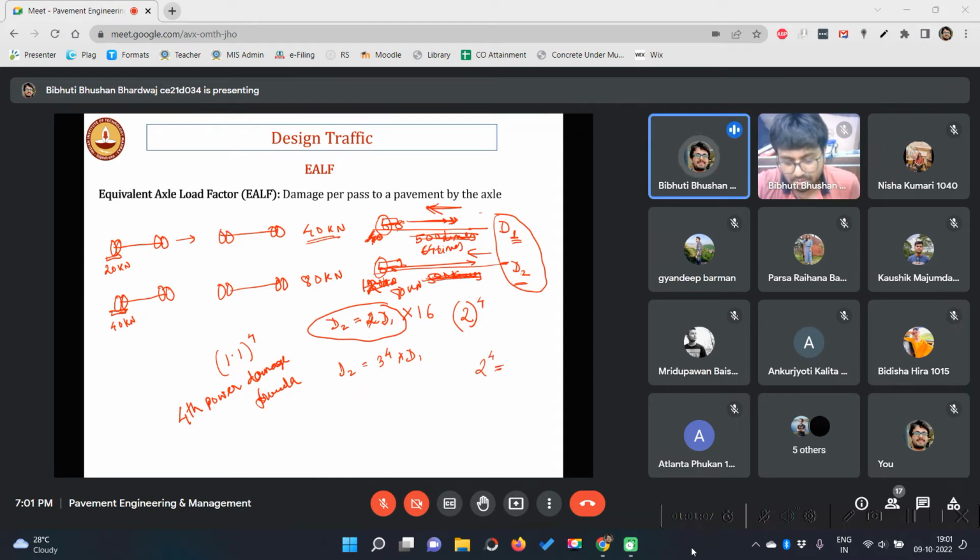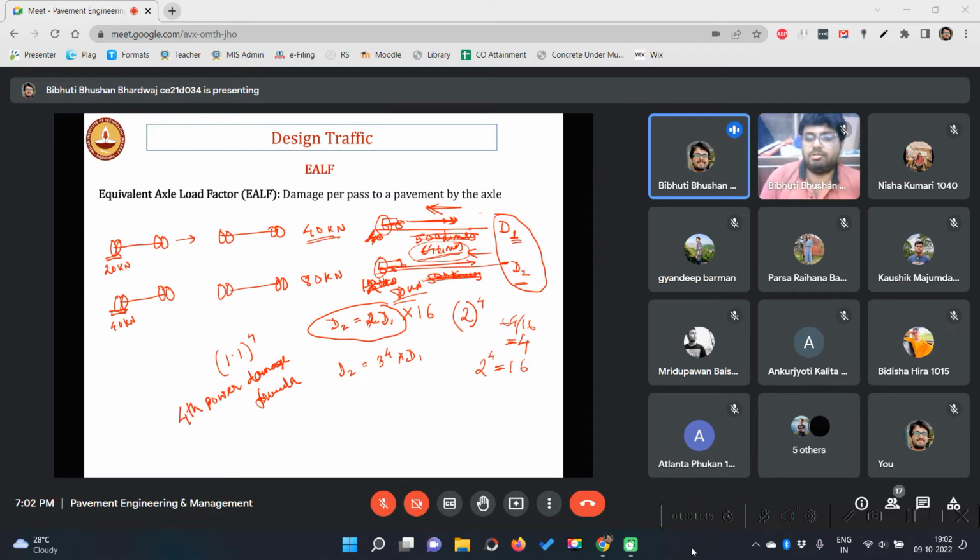2 to the power 4 is how much? 16. So damage is 16 times more. So here if it requires 64 times, here it will require 64 by 16. That means how many? 4 times. So imagine this vehicle can travel 64 times and cause only one crack, but this vehicle, 1, 2, 3, 4, the same crack will appear.